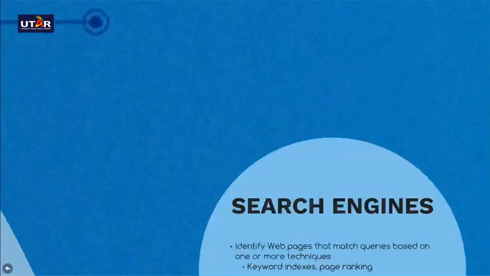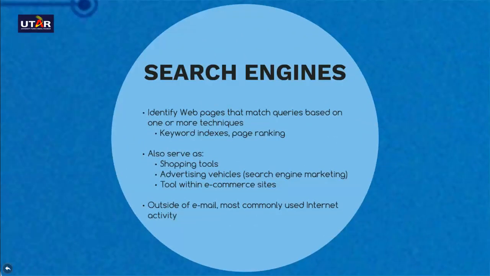The search engine is the third technology. It identifies web pages that match queries based on one or more techniques, for example keywords and page ranking. It also serves as a shopping tool, for example as an advertising vehicle, search engine marketing, and a tool within e-commerce sites. Besides search, email is commonly used in internet activities.